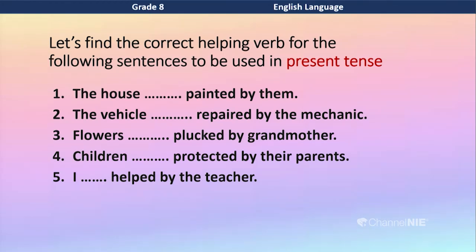According to the subject, can you put the correct helping verb? Remember, this is the present tense. Here we go with the answers.